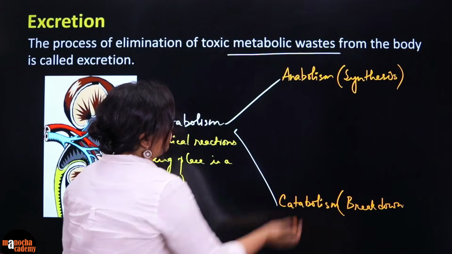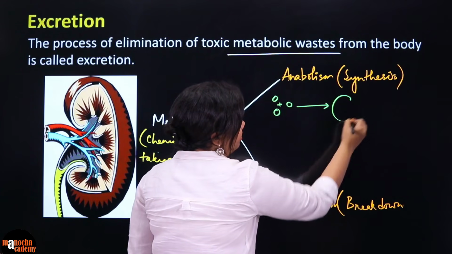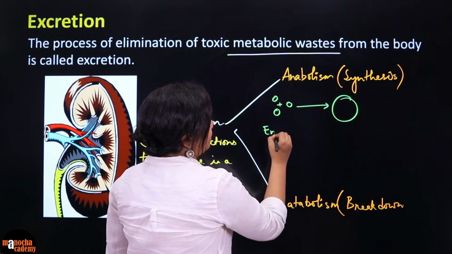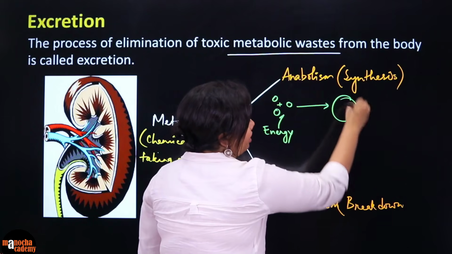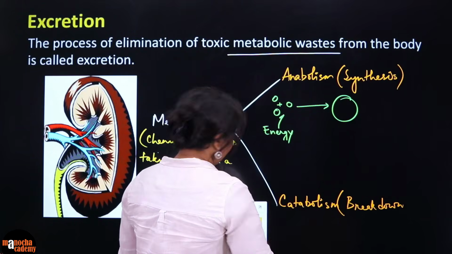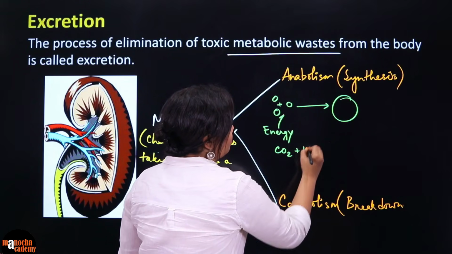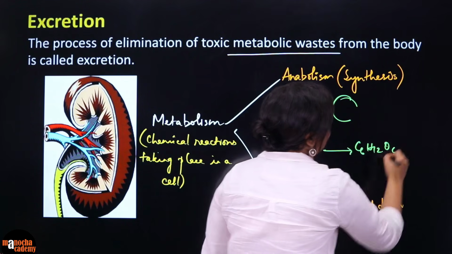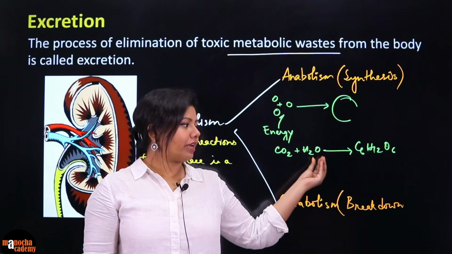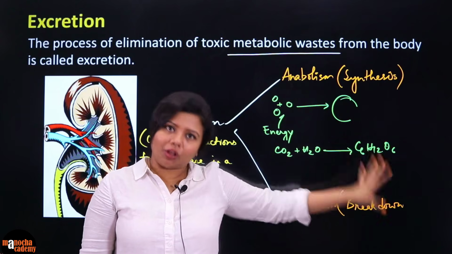In anabolism, small molecules combine to form a large molecule. Along with that, energy is absorbed and this product, whatever is formed, is high on energy. For example, when you are combining carbon dioxide with water to get glucose, it is anabolism, like in photosynthesis, right? So you are combining carbon dioxide and water, which are smaller molecules, to form a large molecule which is carbohydrate, which is glucose. You call this anabolism.